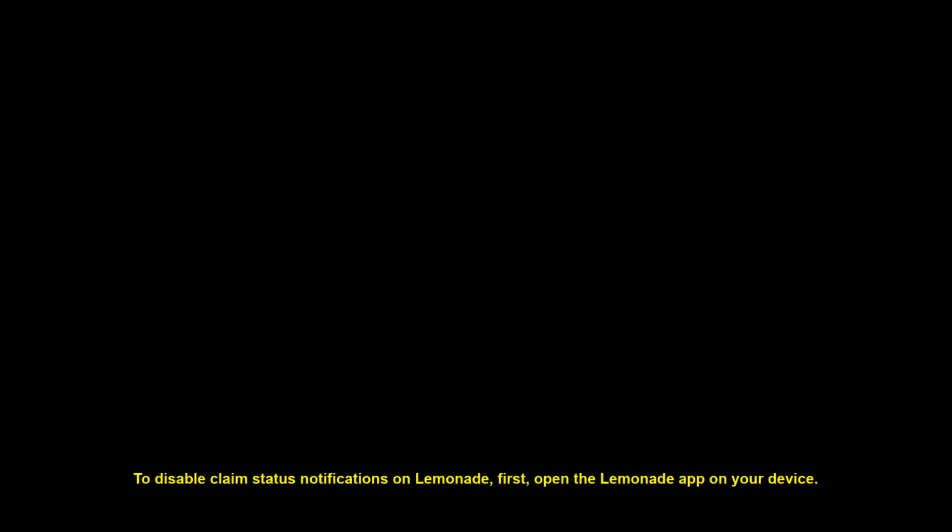To disable claim status notifications on Lemonade, first, open the Lemonade app on your device. Log into your account using your credentials. Once logged in, navigate to the menu icon, usually located in the top left corner. Tap on the menu icon to reveal the options available.